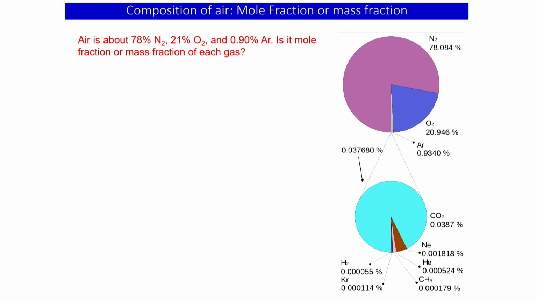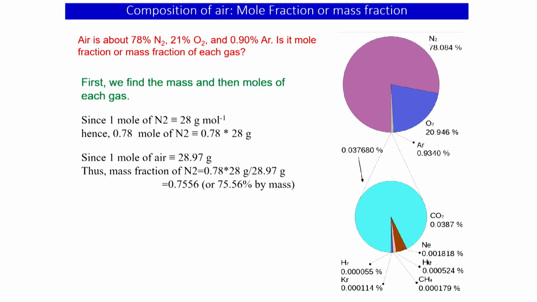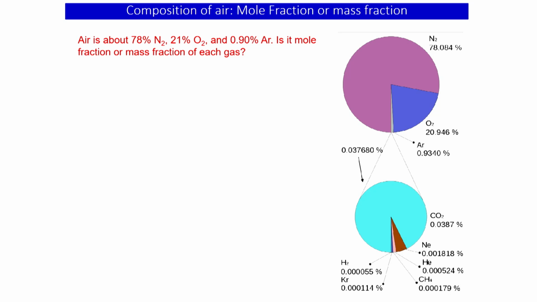So, 387 ppm concentration is there, and neon, hydrogen, CH4 are actually much less. That is why they are not reported in percentage concentration. Okay. So, I say that air is about 78% nitrogen, 21% oxygen, 0.9% argon. Is it mole fraction or mass fraction of its gases? Now, we understand that it is mole fraction, not the mass fraction.